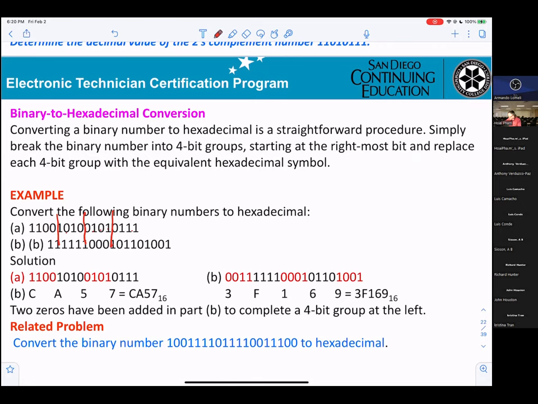1, 1, 0, 0 will be the number C. You will use that table. And 1, 0, 1, 0 will be the number A. 0, 1, 0, 1 is number 5. 0, 1, 1, 1 is number 7. So basically, this is base 16, and this will be binary. The only thing is, it's very simple.